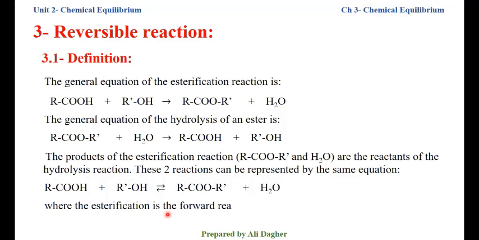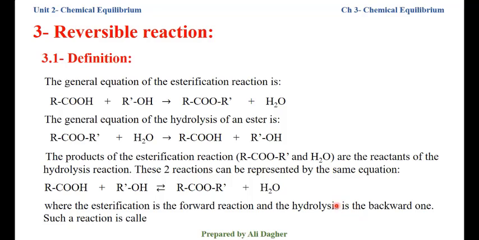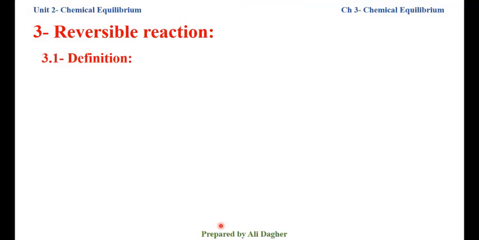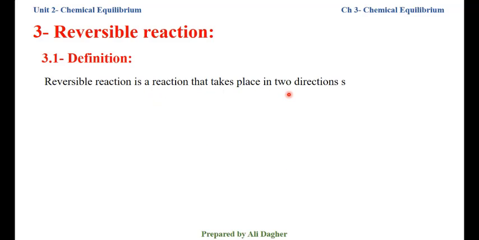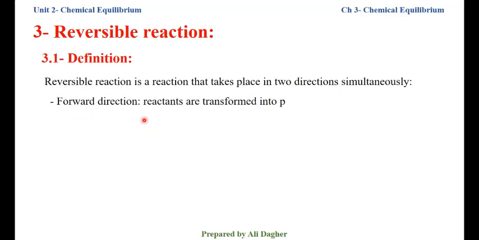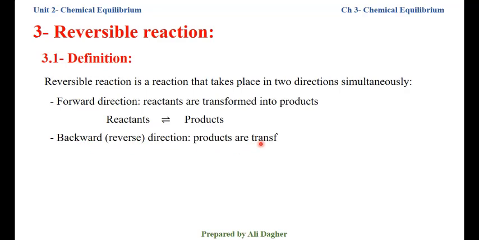Then the esterification is the forward reaction and the hydrolysis is the backward one. Such a reaction is called a reversible reaction. Then, what is meant by reversible reaction? A reversible reaction is a reaction that takes place in two directions simultaneously, that means at the same time. What are these two directions? In the forward direction, reactants are transformed into products, and in the backward or reverse direction, the products are transformed into reactants.